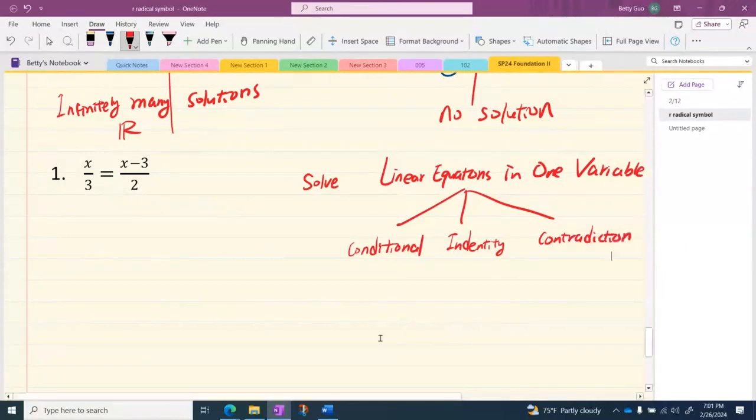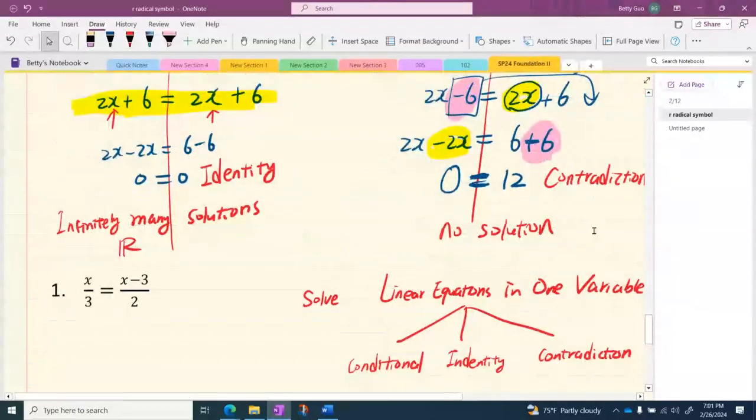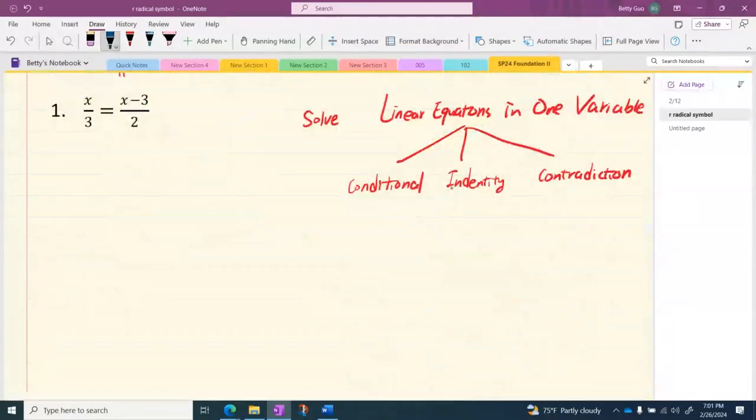Just now we had 2 types covered, right? The first one is identity. Second one is contradiction. Sorry, my bad. Take it back. Identity has infinitely many solutions. Let me repeat more times. Identities have infinitely many solutions. All the real numbers are solutions. Contradictions have no solution, okay? No solution.